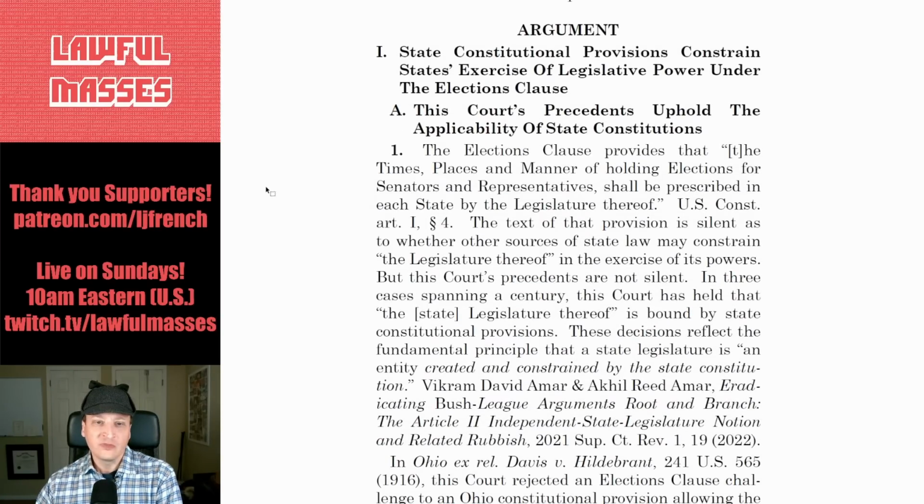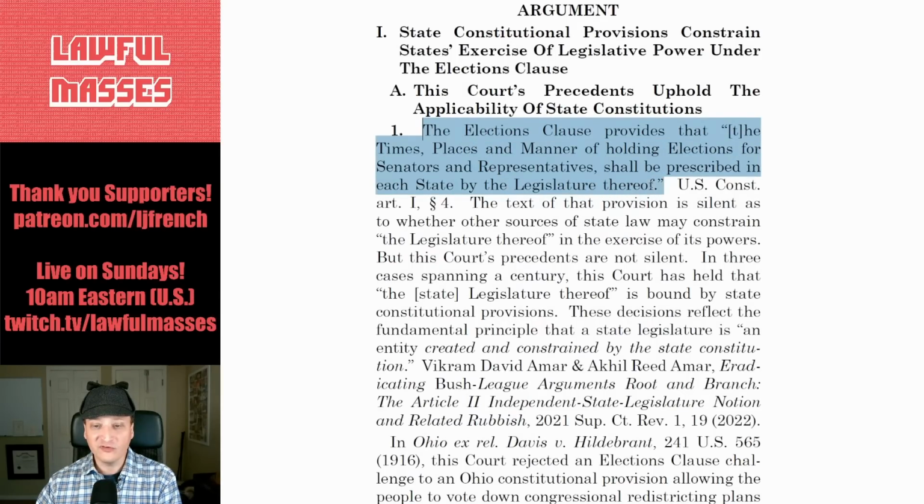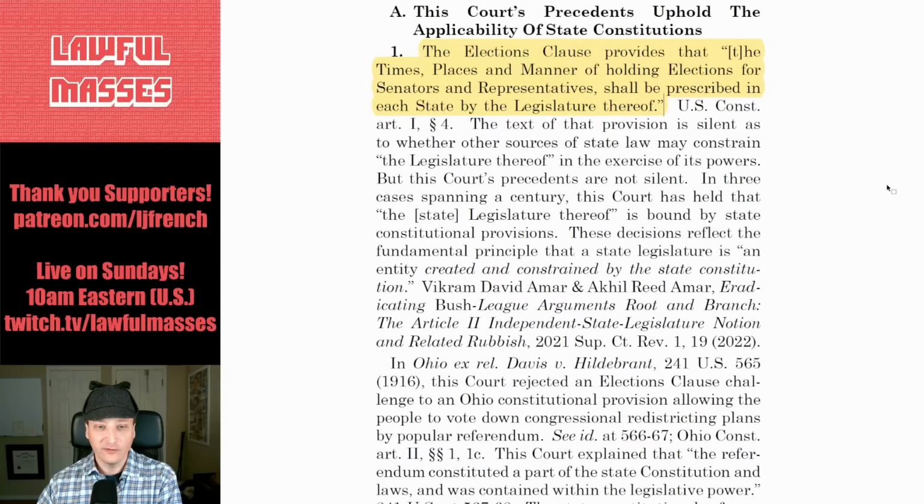Argument. State constitutional provisions constrain states' exercise of legislative power under the Elections Clause. This court's precedents uphold the applicability of state constitutions. The Elections Clause provides that the times, places, and manner of holding elections for senators and representatives shall be prescribed in each state by the legislature thereof. The text of that provision is silent as to whether other sources of state law may constrain the legislature thereof in the exercise of its powers. But this court's, the Supreme Court of the United States, precedents are not silent.